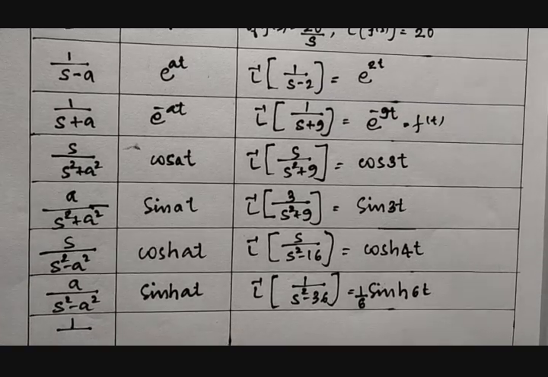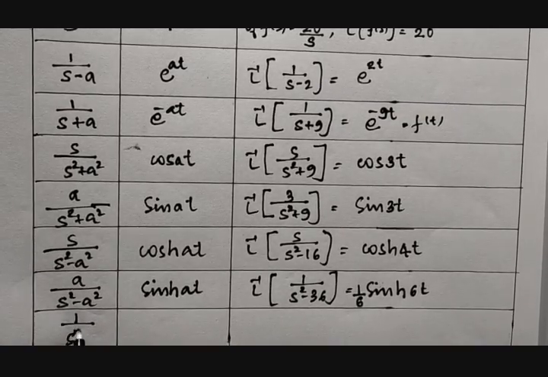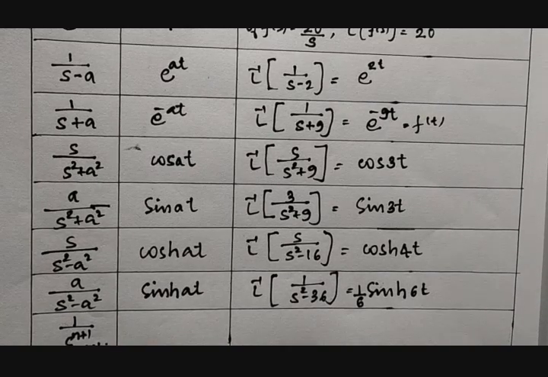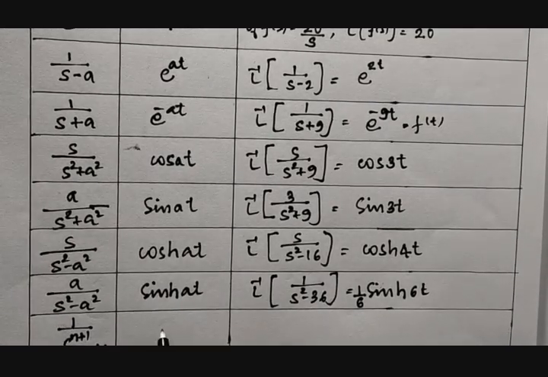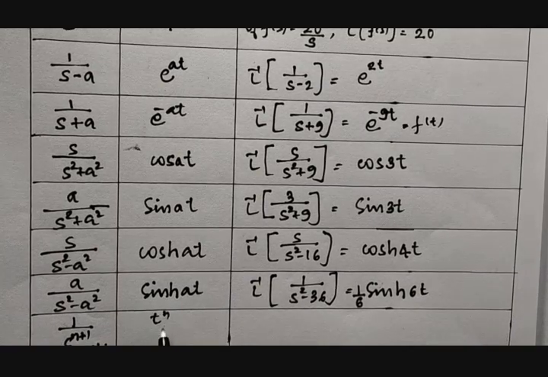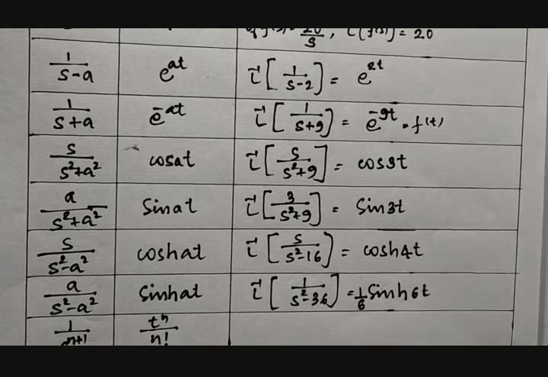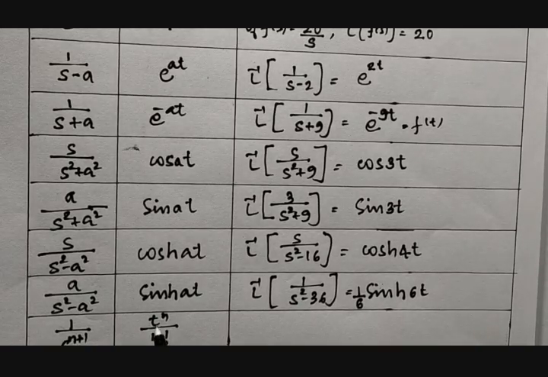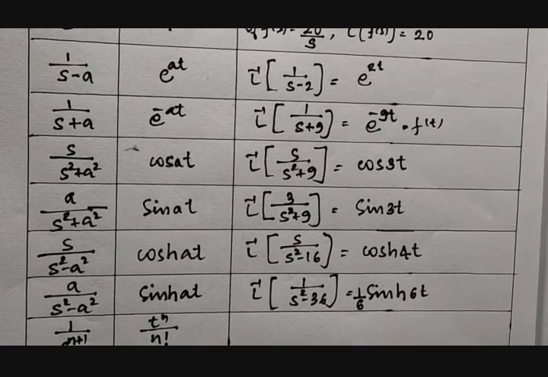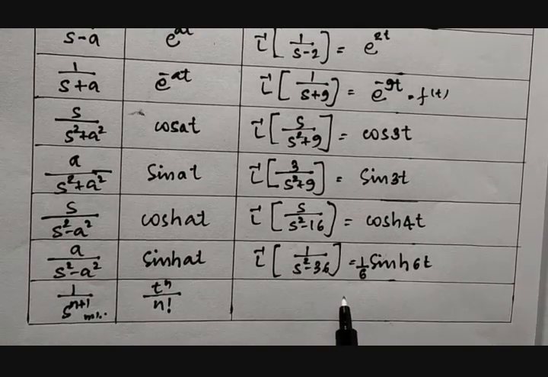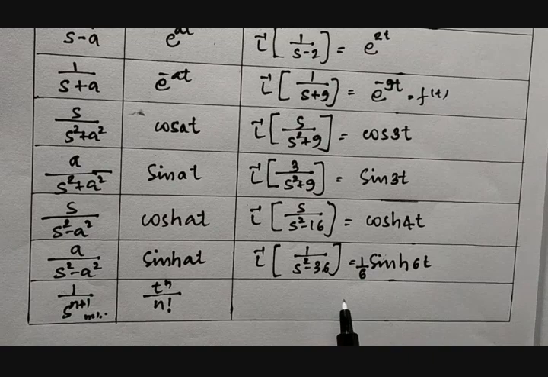Next. 1 divided by s raised to n plus 1, where n is equal to 1, 2, 3 and so on. If this is the case, then what is the result? The result is t raised to n divided by n factorial. Because Laplace transformation of t raised to n is n factorial divided by s raised to n plus 1. So it's a reverse. Even you can go through gamma function also.